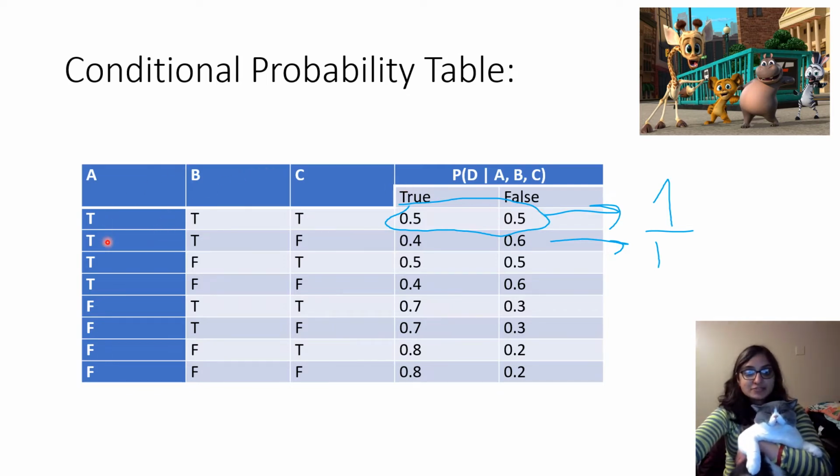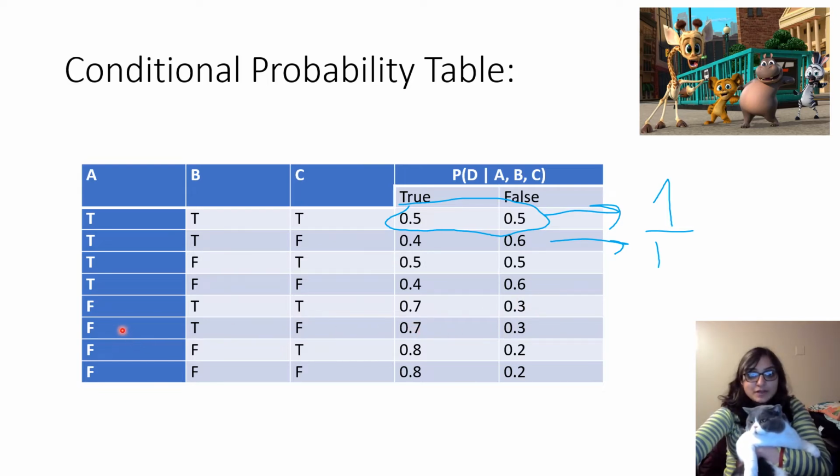If A is true and B is true, but C is false, then D has a 40% chance of being true, but a 60% chance of being false. If A is true, B is false, and C is true, then D has a 50% chance of being true, 50% chance of being false. If A is true, B is false, and C is false, then D has a 40% chance of being true and a 60% chance of being false. And if A is false, B is true, and C is true, then we have a 70% chance that D is true, 30% chance that it's false, and the same goes here.